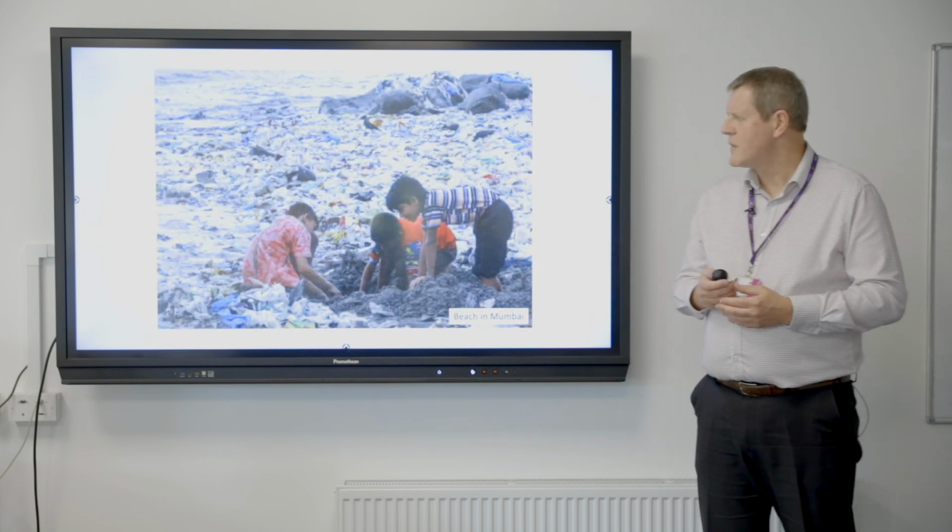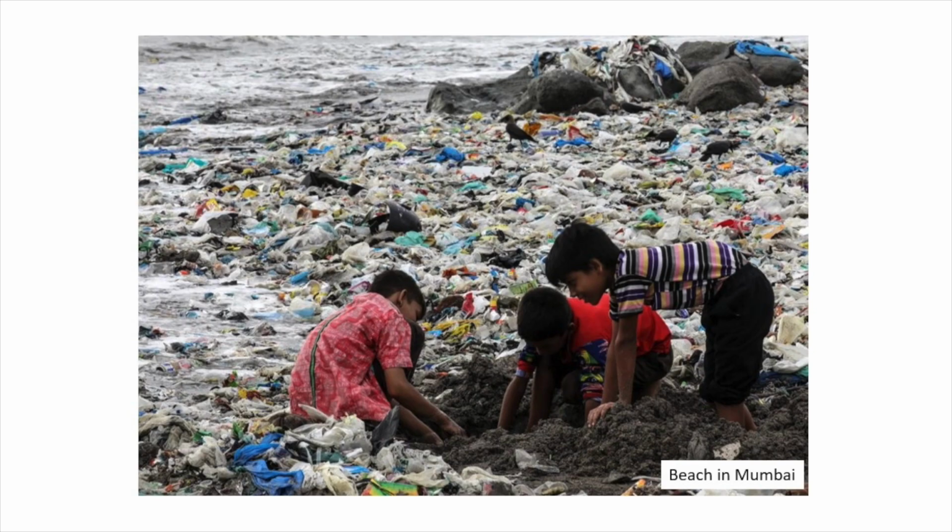And this beach looks rather different. This beach is in Mumbai, in India. Once again, we've got children playing on the beach, but this beach is not the same as the beach in Florida. Why don't these children have a cleaner beach? What is it that makes the beach in Mumbai like this?